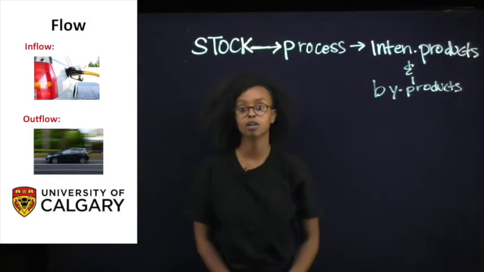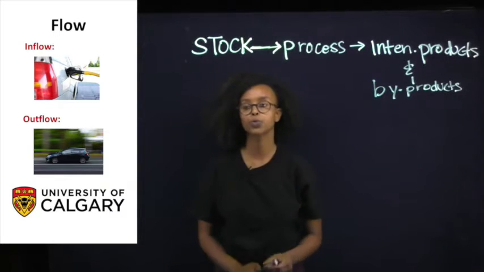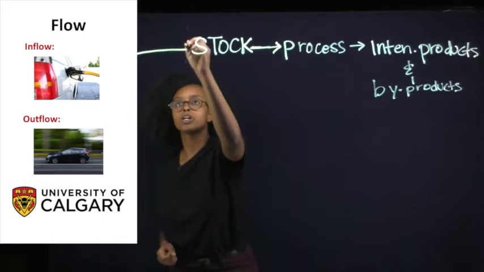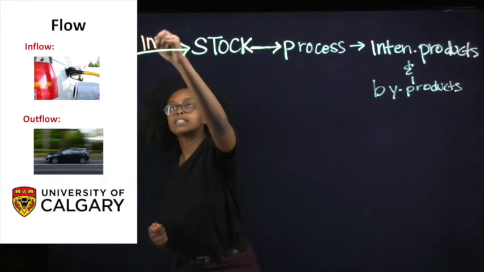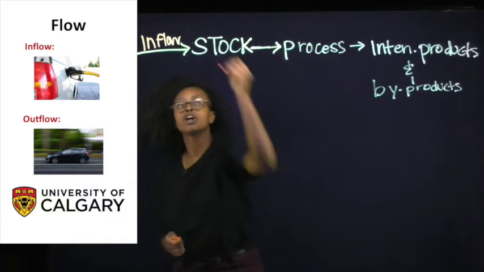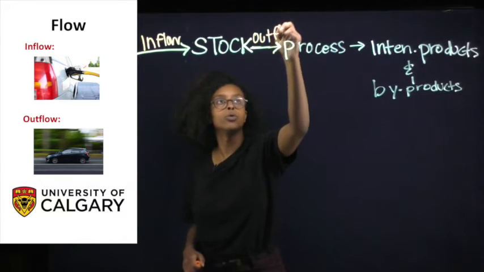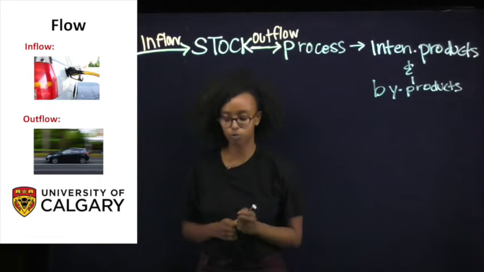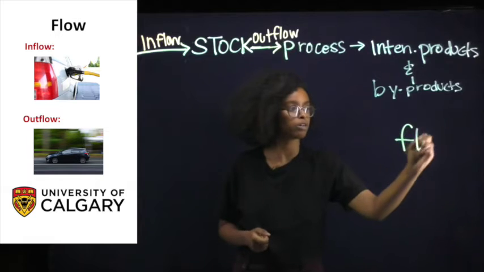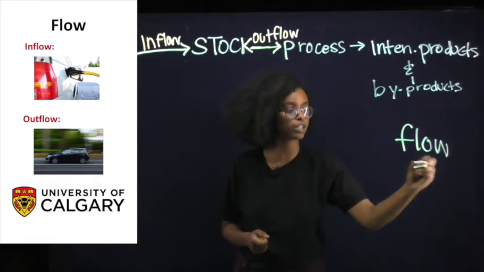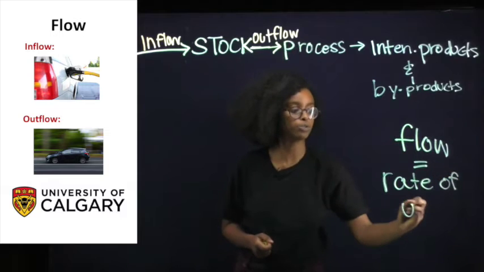So if a stock is how much we have, the flow will measure the rate of how much of a stock is coming in, known as the inflow, versus how much is going out to the process, known as an outflow. Therefore, flow is essentially the rate of usage.